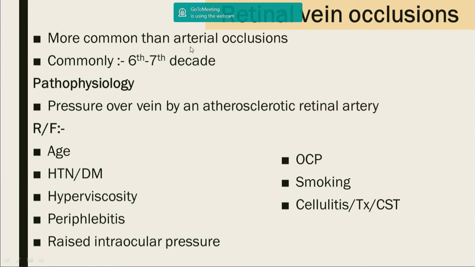So certain risk factors are present for venous occlusions, like elderly age group, hypertensive and diabetic patients, hyperviscous blood, periphlebitis, that is inflammation in the vein, raised intraocular pressure, oral contraceptive pills, smoking, cellulitis, tumors, and cavernous sinus thrombosis. All these are risk factors. So especially a patient with these underlying risk factors has arterial thickening, or if there is any sort of inflammation, then they're prone to developing venous occlusions.